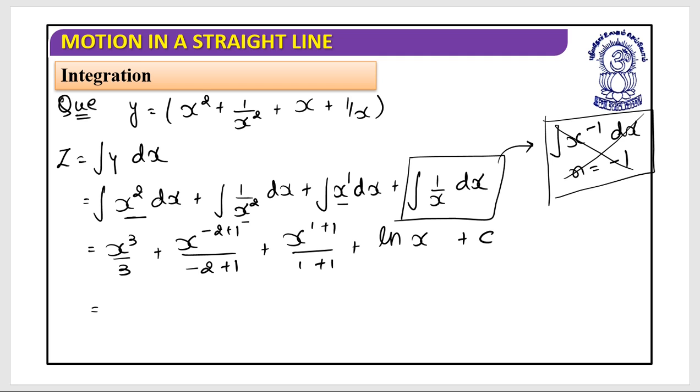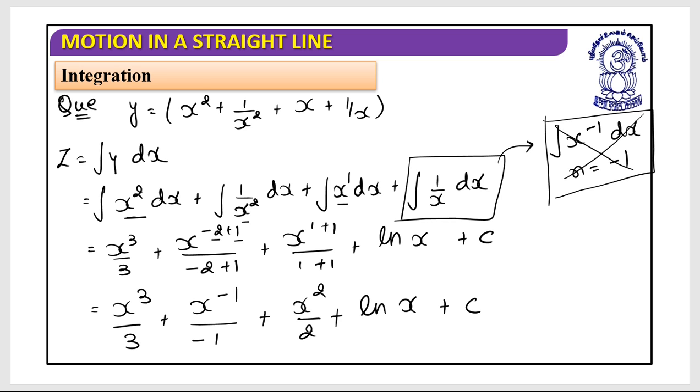So if I solve it, it's x cube by 3 plus x to the power minus 2 plus 1, so it is x to the power minus 1, divided by minus 2 plus 1, which is minus 1, plus x square by 2 plus ln x plus c. This would be the final answer. What was your answer? Is it the same? Are you sure?